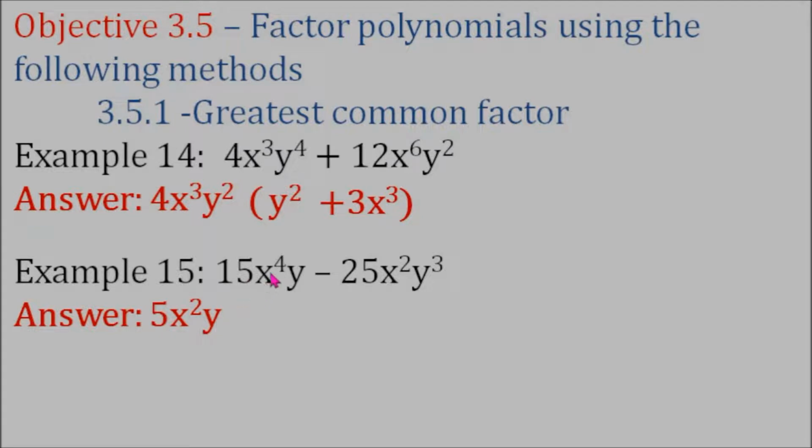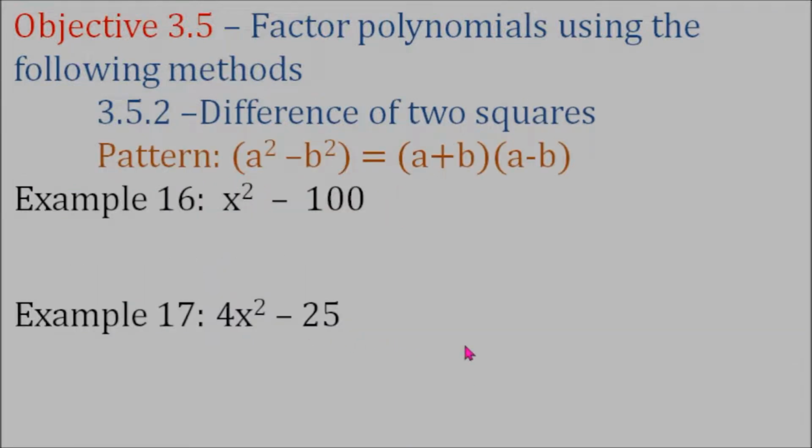So 5x to the power of 4 y divided by 5x squared y equals 3x squared. And negative 25x squared y cubed divided by 5x squared y equals negative 5y squared. So these are the factors: 5x squared y times the quantity 3x squared minus 5y squared.